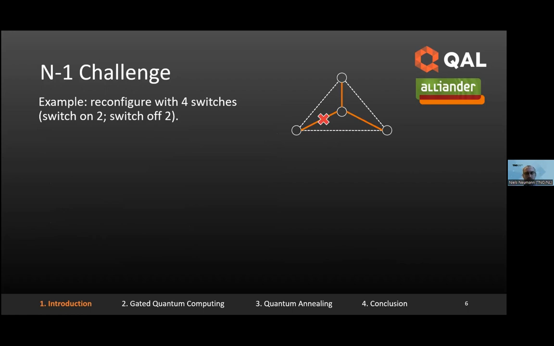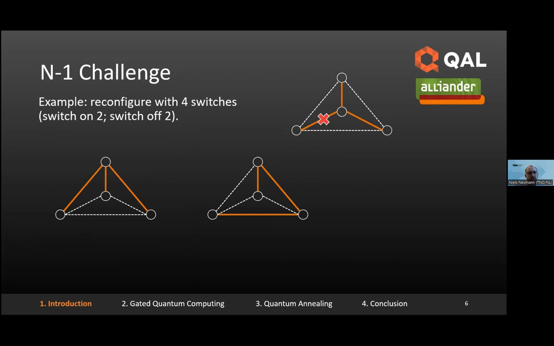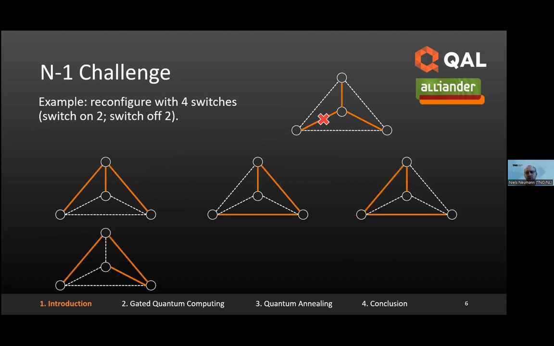And now on to a second, simpler example. Suppose we have this small graph, we have a single outage, a single cable that fails, and instead of one edge that we want to switch off and switch on, we now increase the problem. We can switch off two active edges, one of the active edges being the one that fails, and we can switch on two inactive edges. And if we do that, then we see that we already get many, many reconfigurations.